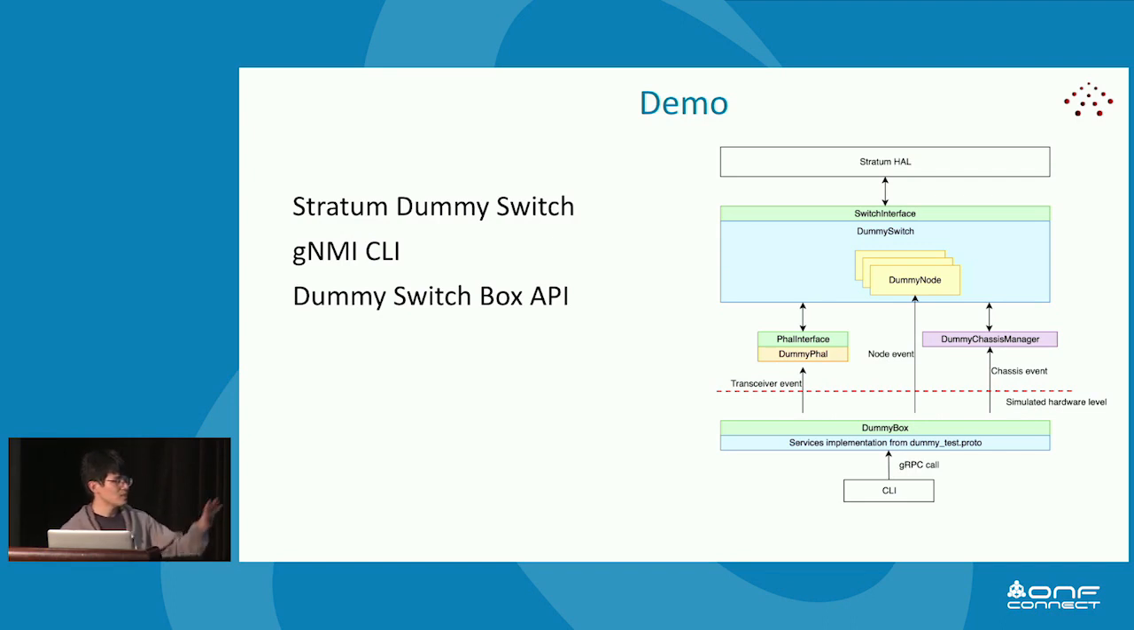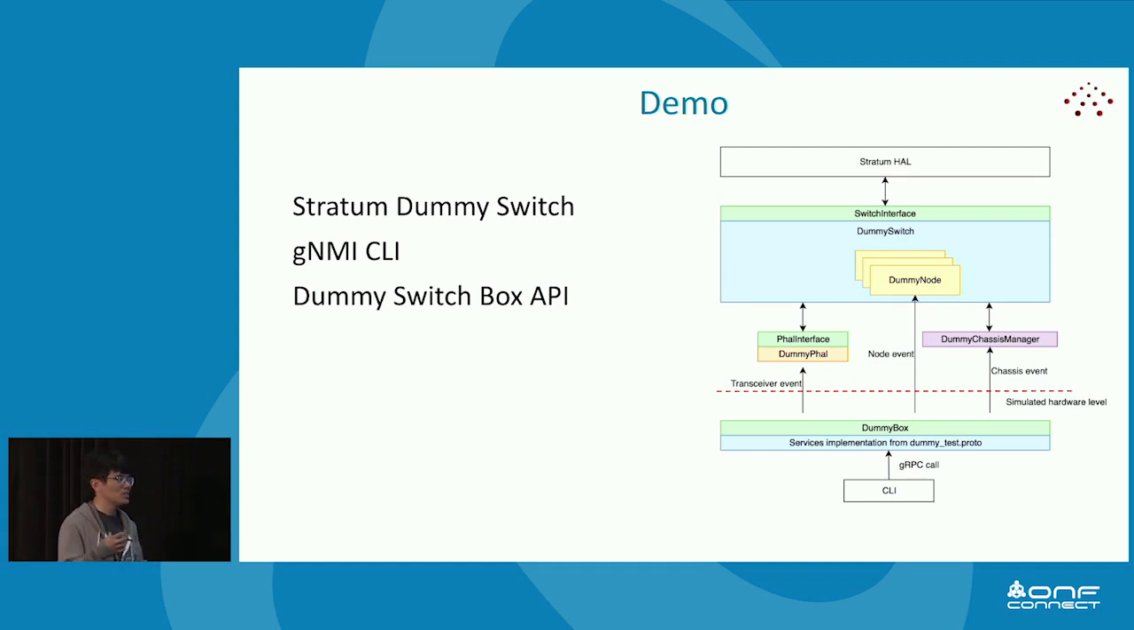OK, so let me give a quick view of the dummy switch. The Stratum dummy switch is actually an implementation of the switch broker interface. So we have dummy switch, we have dummy node to control, we call fake data plane. And we have PHAL interface, dummy PHAL, and we have dummy tracing manager. And we have simulated hardware level called dummy box.